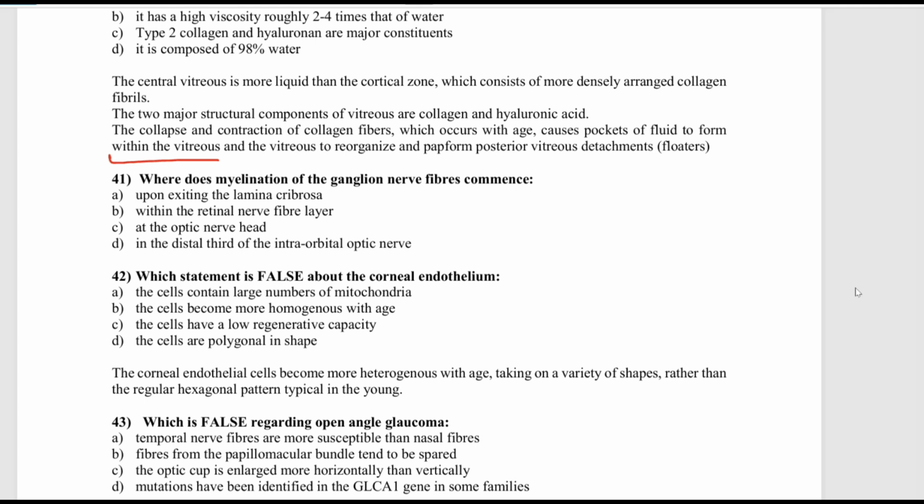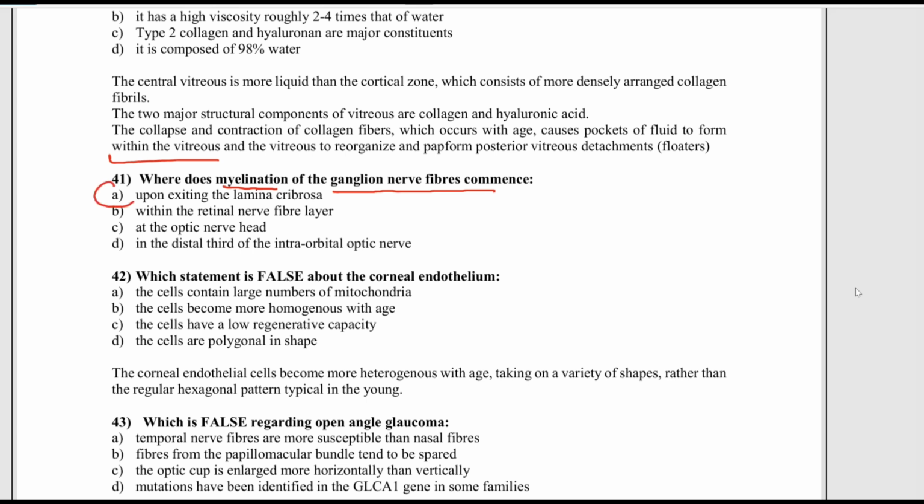Our next MCQ is, where does the myelination of the ganglion nerve fiber commence or start? The options are: upon exiting the lamina cribrosa, within the retinal nerve fiber layer, optic nerve head, in the distal third of the intraorbital optic nerve. So the correct option here is upon exiting the lamina cribrosa.